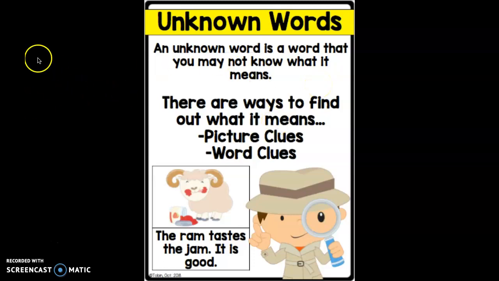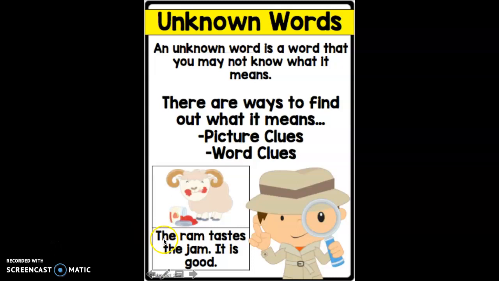We could use picture clues. If you look right here at this picture, I can look at the picture and it looks like this guy's eating something, doesn't it? He's also made a bit of a mess. And I could also use word clues. So I'm going to read the sentence and then I'm going to see if there's any unknown words.